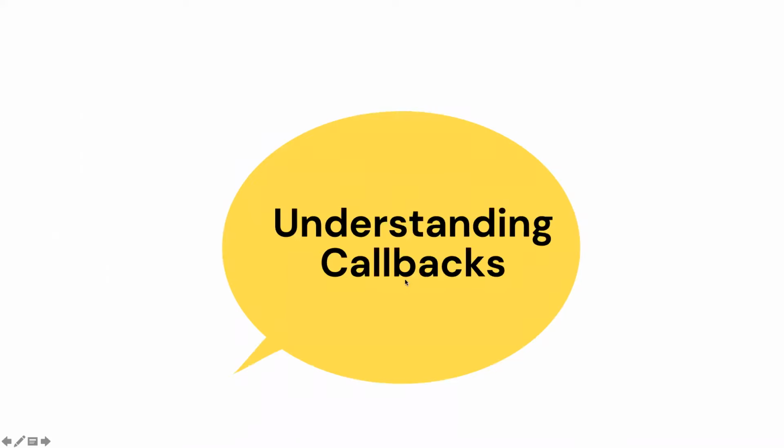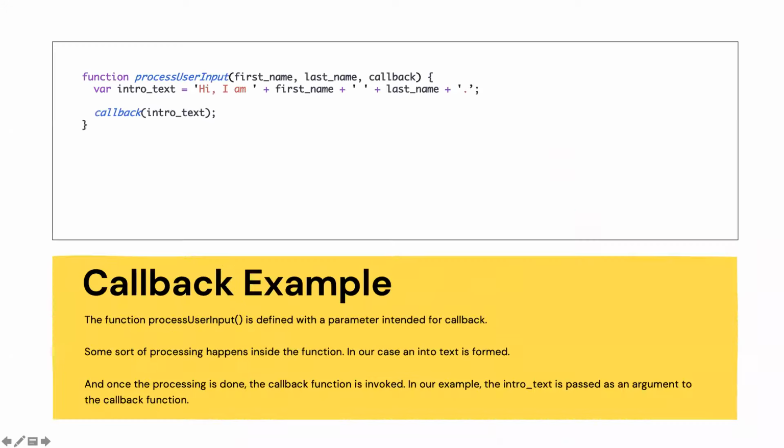Now, the second thing is callbacks. What is a callback? People coming from Java and other backgrounds find it really confusing. So see, here I have implemented the callback pattern. How do we know that we have implemented a callback pattern? We have a function called process user input. It takes in first name, last name, and callback. 3 parameters, 3 arguments.